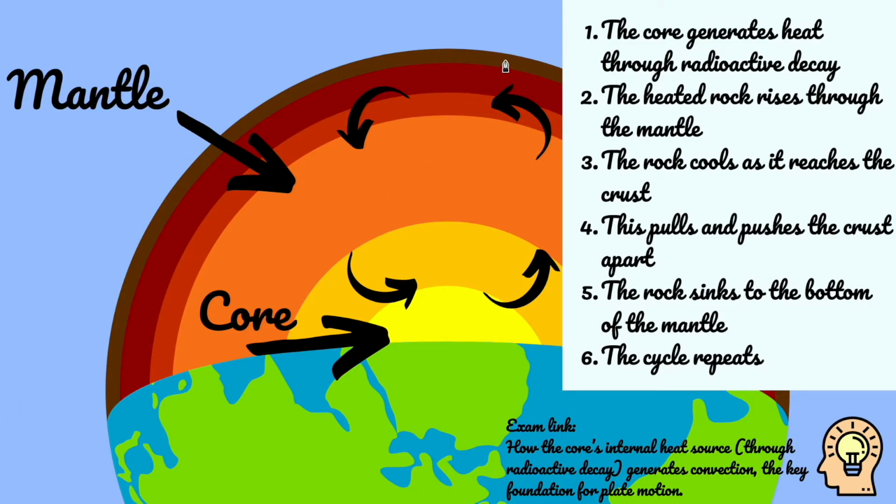So just to summarize that, I've put it into 6 summarized bullet points. The core generates our heat through radioactive decay. The heated rock rises through the mantle. The rock cools as it reaches the crust. This pulls and pushes the crust apart. The rock sinks to the bottom of the mantle and our cycle is repeated. So make sure you learn those 6 different steps and stages of your convection currents.